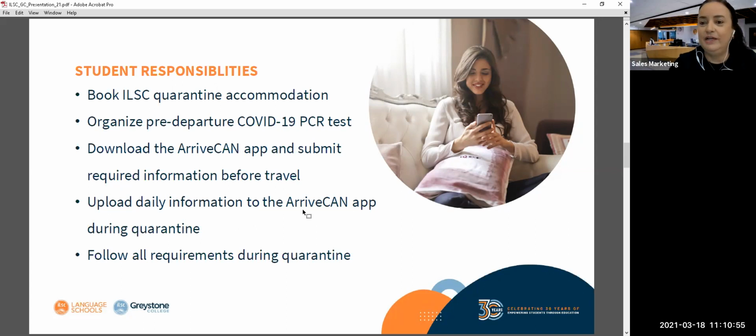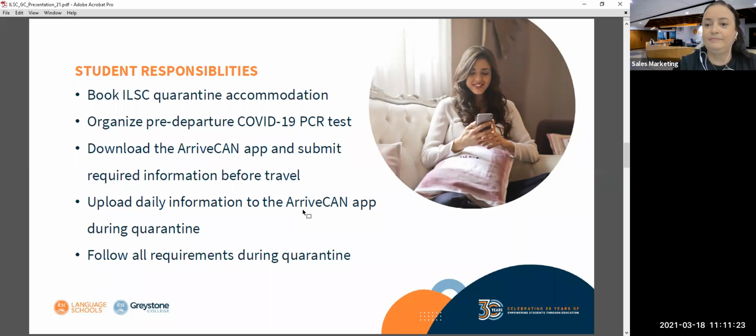And as you know, it's not really so simple to do your quarantine, right? There are a few protocols. You cannot leave the room. This is important. Sometimes we get questions, for example, I have family relatives in Canada. Can I do my quarantine there? Or can I book an Airbnb? And I would like to invite Carol to talk about this information because this also involves students' responsibilities regarding your self-isolation.